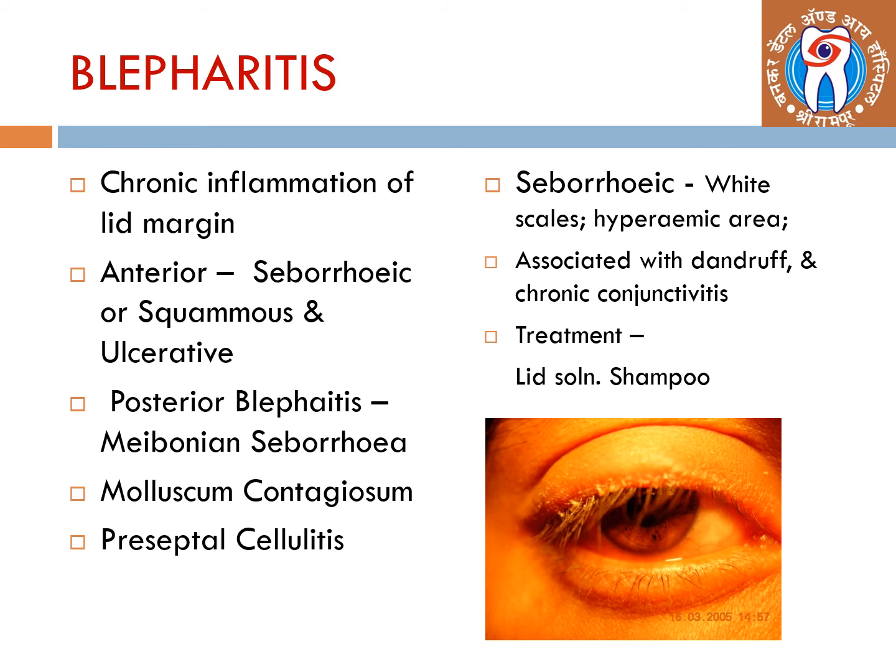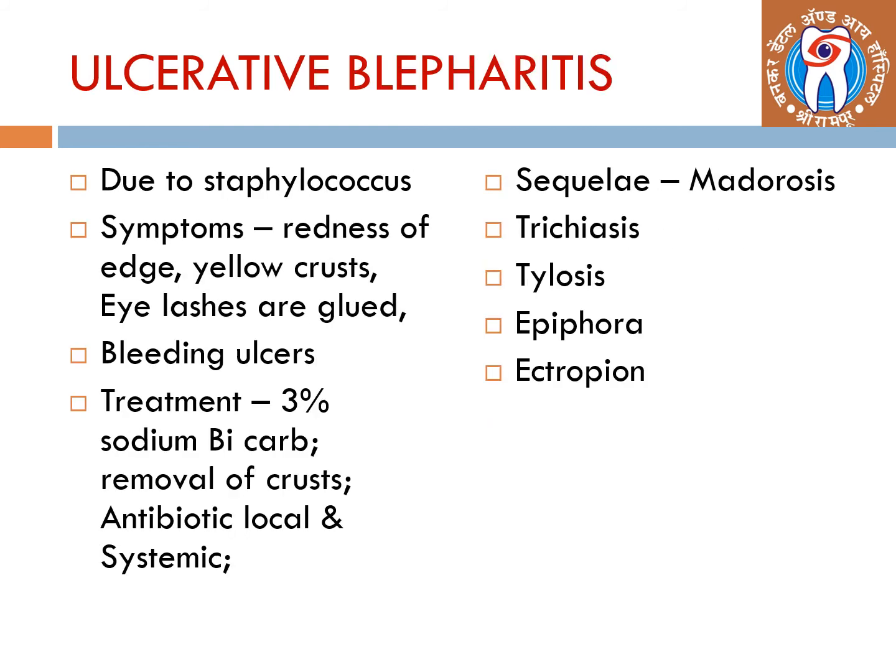The seborrheic or squamous blepharitis manifests as small white scales which accumulate among the eyelashes. When the scales are removed, the margins appear hyperemic but are not ulcerated. The condition may be associated with dandruff of the scalp. The cause requires treatment, that is treatment of the chronic conjunctivitis and dandruff; lid cleaning solution and shampoos can be prescribed.